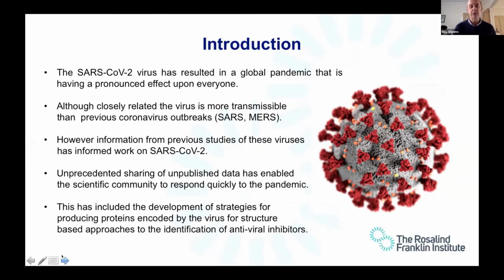And I think the other general point to make is there's been a fantastic, unprecedented, in my opinion, sharing of unpublished data, which has allowed the scientific community to respond very quickly to the pandemic. And as Dave also said, there are lessons to learn about how we've done that, and obviously lots of positives as well. And I think this information has allowed us to get in quickly, particular strategies of producing the molecules we're working with, to look at the structure and obviously lead to the ultimate goal of antiviral inhibitors.